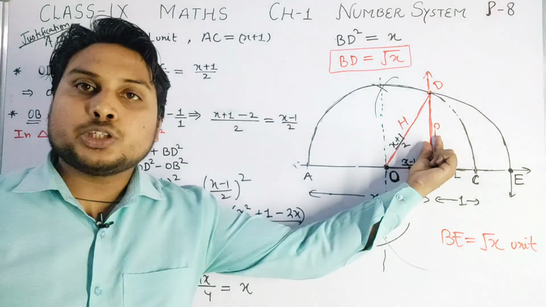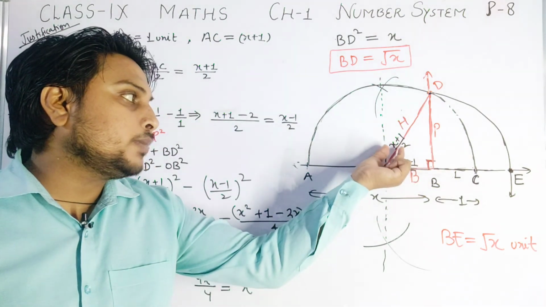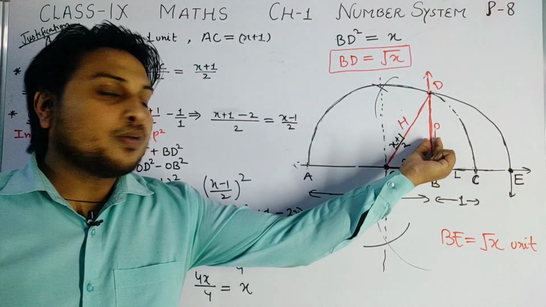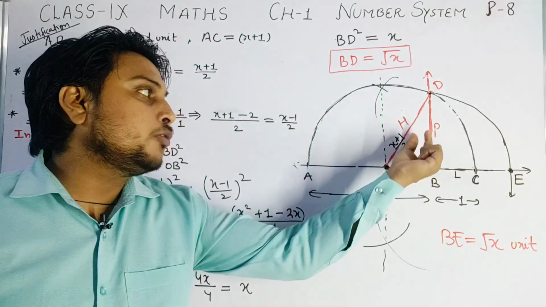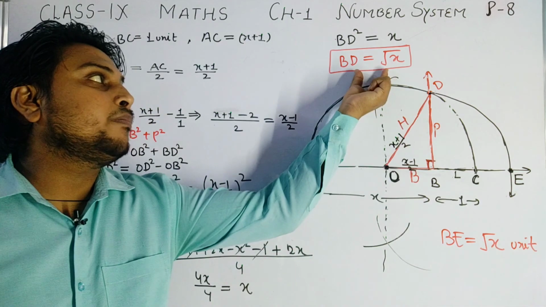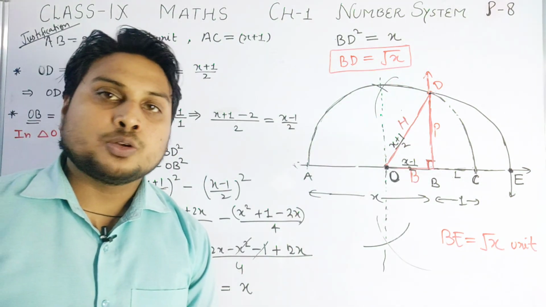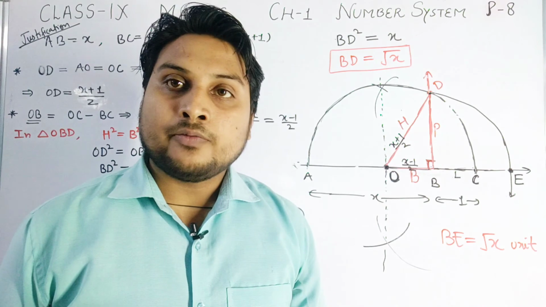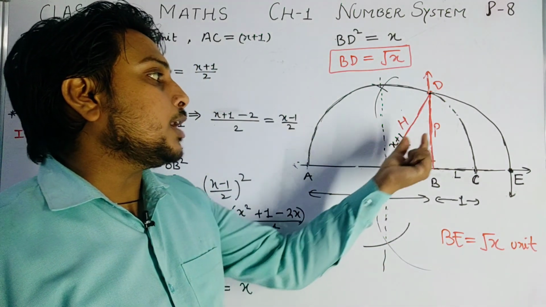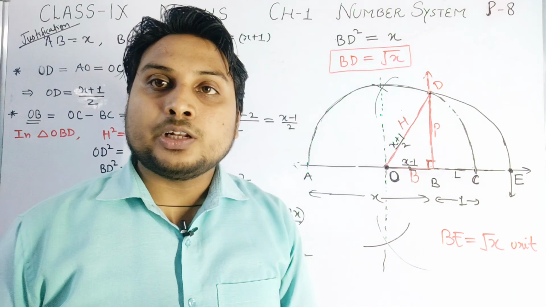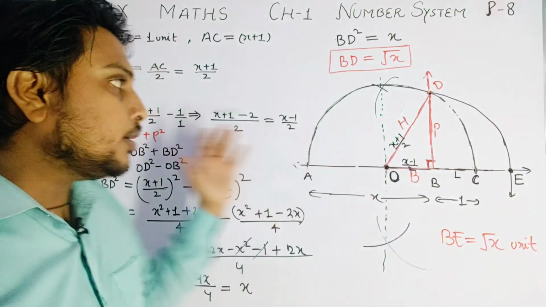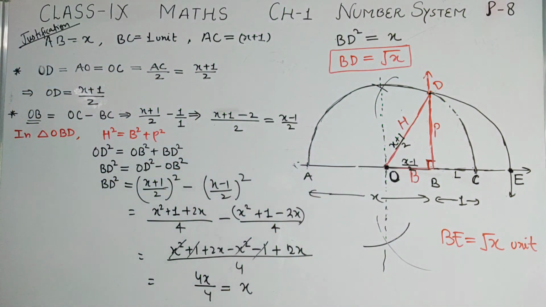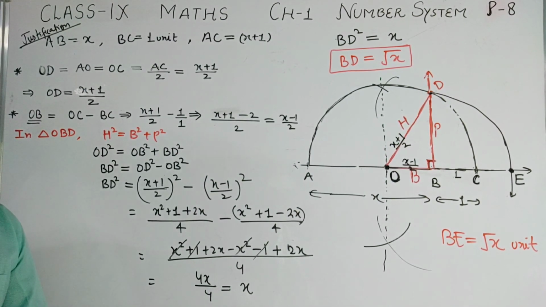This perpendicular line will show you under root x. This is (x + 1)/2, this is (x - 1)/2. By the help of Pythagoras theorem, if we find this perpendicular, we will get the perpendicular as under root x unit. When I was making you write all the steps, in the last step I told you that this perpendicular line will show under root x. Now this is the mathematical proof. Is everyone getting it? Now you can pause the video and note it down.